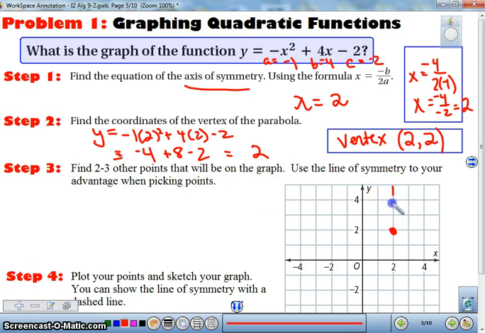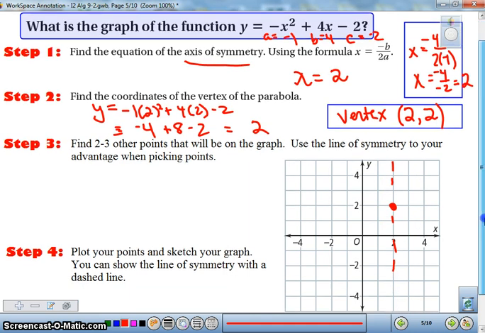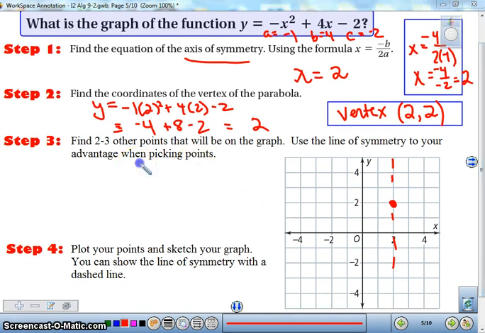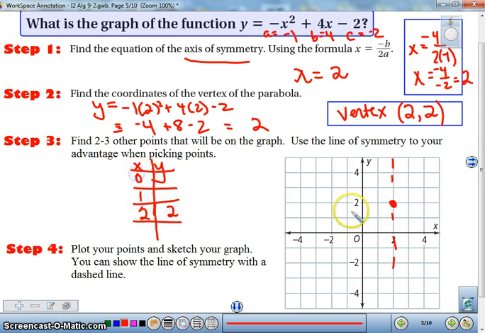So keeping in mind, this is our line of symmetry, which means it's going to be the same on both sides of that. So if we are looking at an XY table, and we know that the vertex is 2, 2, we're going to go to 1 and 0 and pick 2 numbers on this side. And then what we know is it'll be symmetric on this side. And if you're not sure, you can try 3 and 4, but you should see that those are going to work.